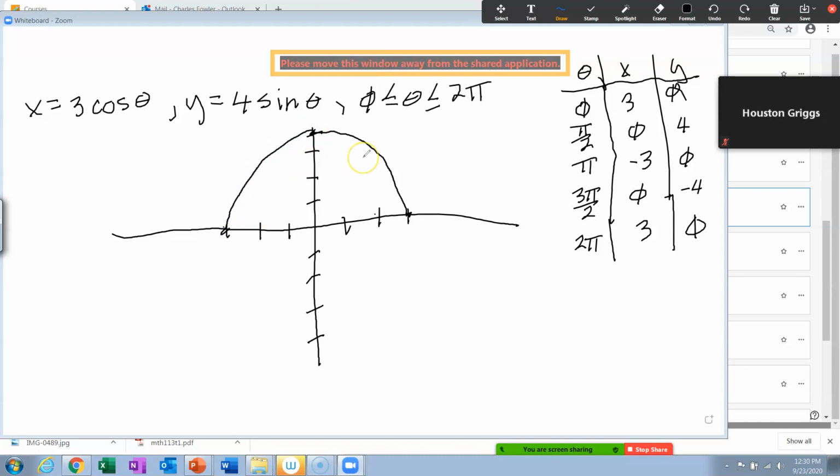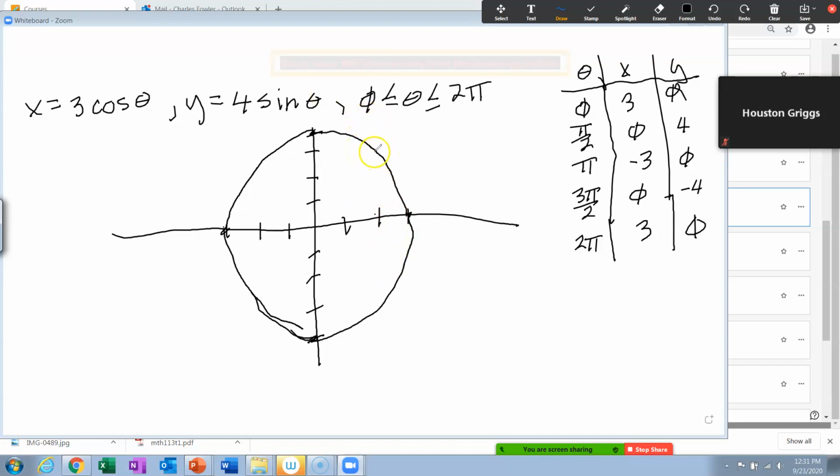All right, and then at 3 halves pi, your x is 0, your y is -4. Your x has now started increasing again from -3 to 0. Your y's are decreasing from 0 to -4. So this looks something like that. This is not coming out well. Okay, and then you go back to the original place and your x's are increasing, y's are increasing, and there you have it. Now what that's supposed to be is an ellipse.